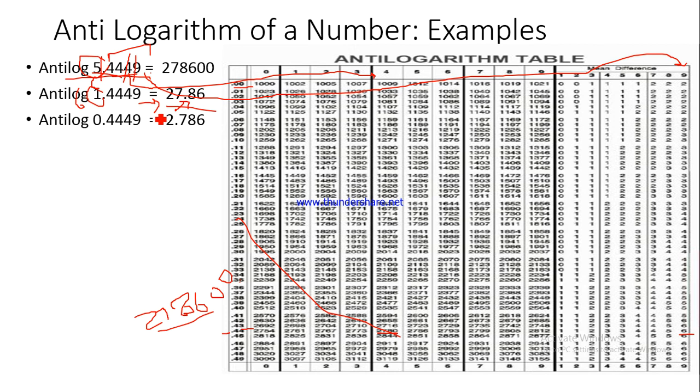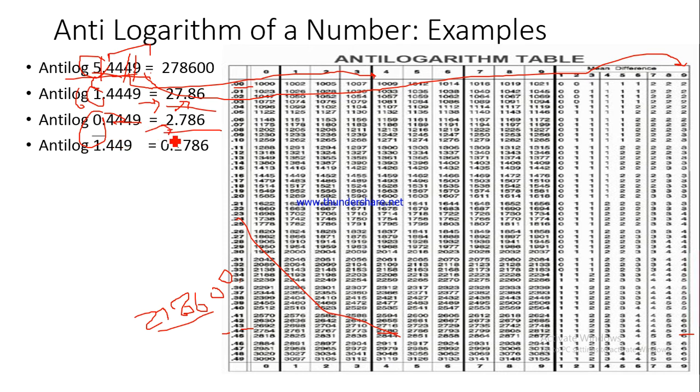Now let us discuss one more case. Anti-log of 0.4449. Since the mantissa is the same again, we'll put the same value. However, where to put the decimal again depends on the characteristic value. The characteristic value is 0, add 1 becomes 1, which means you have to insert the decimal after one digit from the left. So you are inserting the decimal after the first digit from the left. In this direction you have moved.